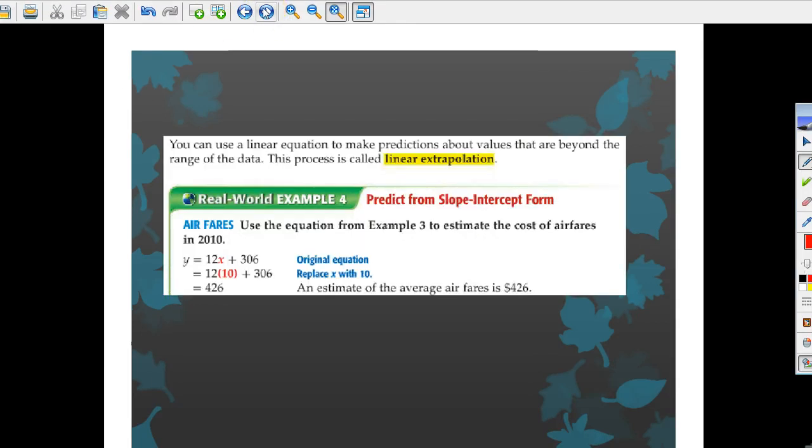Alright, welcome back. You can use a linear equation to make predictions about values that are beyond the range of the data. This process is called linear extrapolation. So we're going to predict the airfares for example 3 to estimate the cost of airfares in 2010. So instead of x, I'm going to put 10. You notice they only use the last digits. So 12 times 10 plus 306. So we can estimate in 2010 it's going to cost $426.